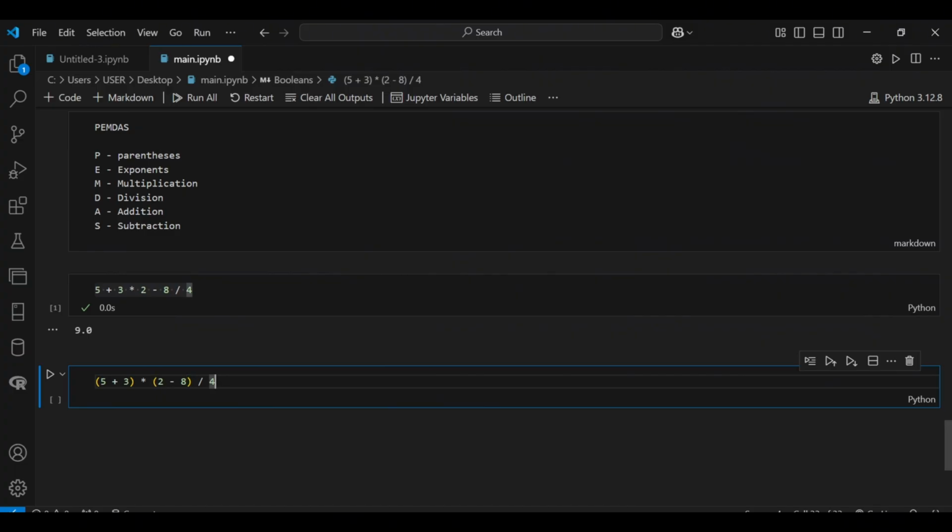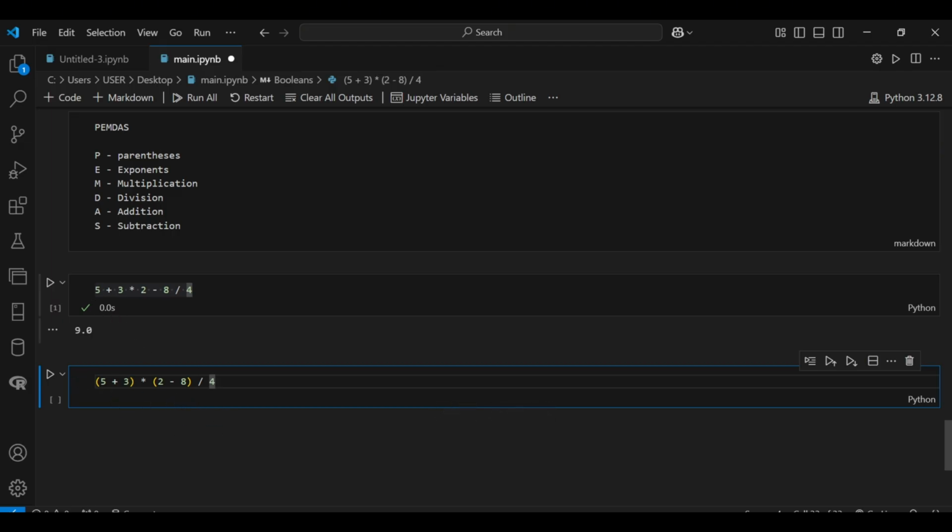Then 2 minus 8, which is also in the parentheses, will be the next thing you are calculating. 2 minus 8 will give you minus 6, right? And you know that following the PEMDAS right here, after you have parentheses, then you go to multiplication and division. Okay, so now the next thing will be multiplication. So this one will be 8, right? And this one will be minus 6. So 8 times minus 6, that will give you minus 48. Minus 48 divided by 4 will give us minus 12, and that will be the answer for this.